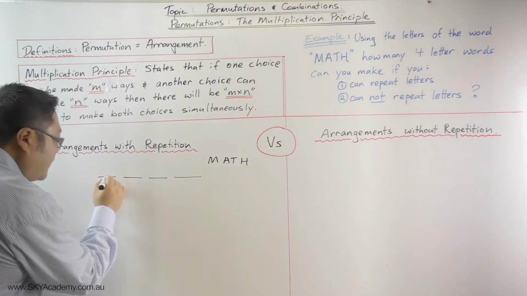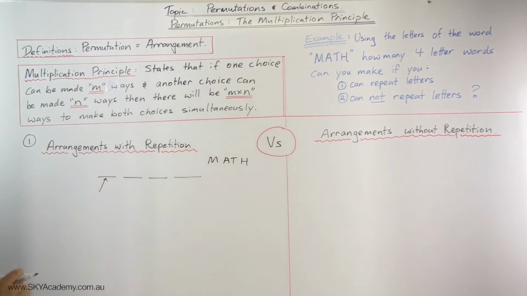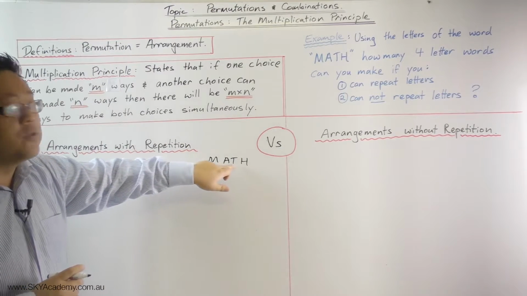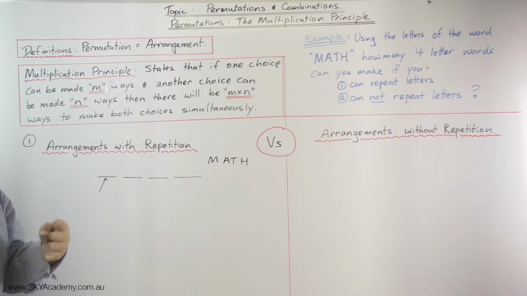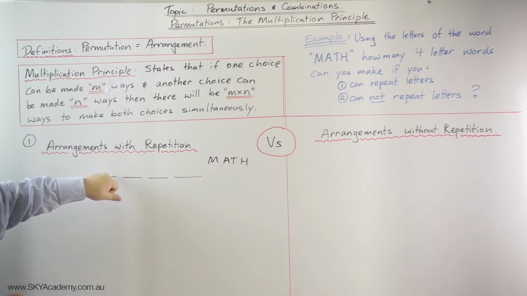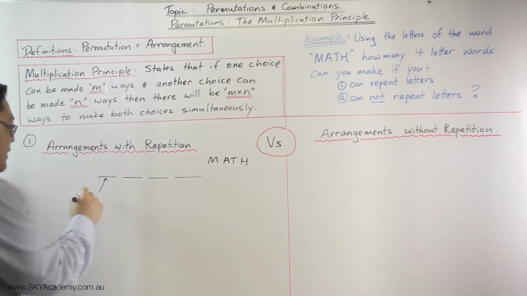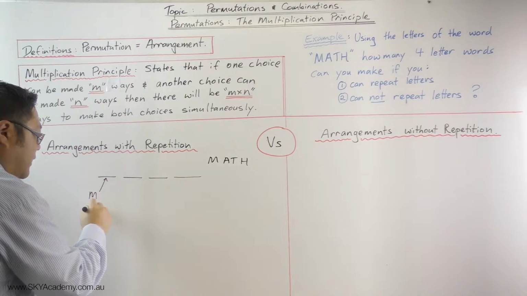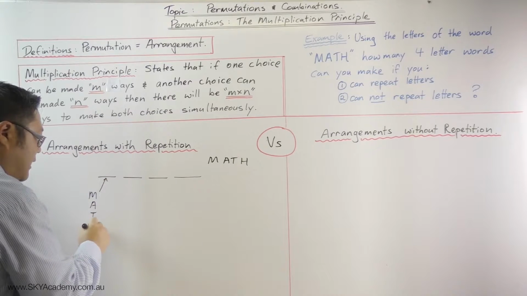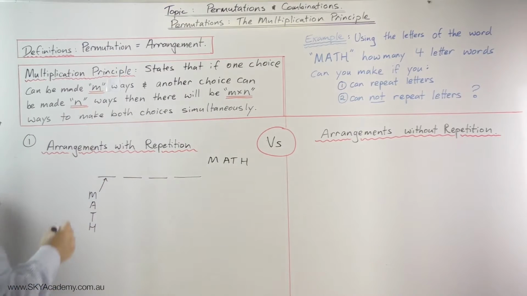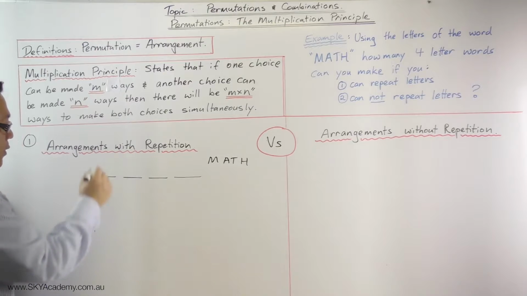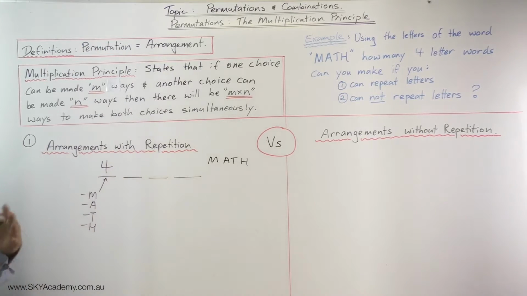So, for the first position here, how many choices can you place in this first position? Well, we've got four letters, 1, 2, 3, 4. So we can actually fit four letters in this first position. Do you see that? You've got the letter M, the letter A, the letter T, and the letter H. So it's 1, 2, 3, 4. So really, you've got four choices that you can put in position 1. All right, have I lost you?